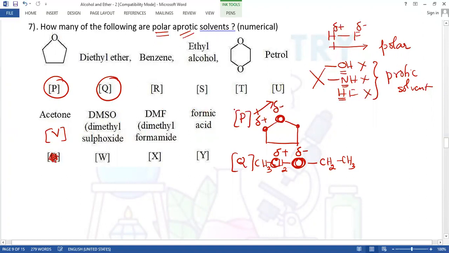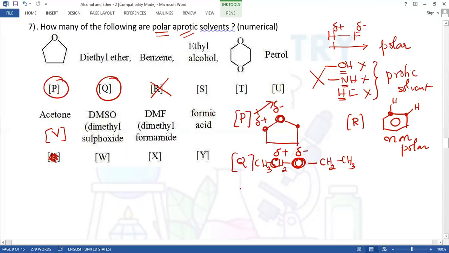Next, let me take R compound, benzene. Here we have carbon attached to hydrogen, and here also carbon attached to hydrogen. The electronegativity difference is not that much. Moreover, this is a symmetric molecule. It's a non-polar molecule. So R doesn't come in the picture.